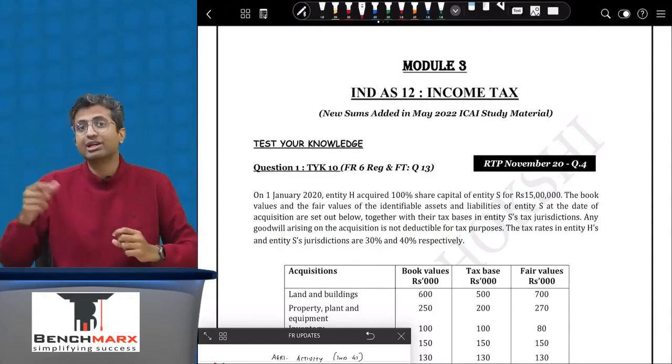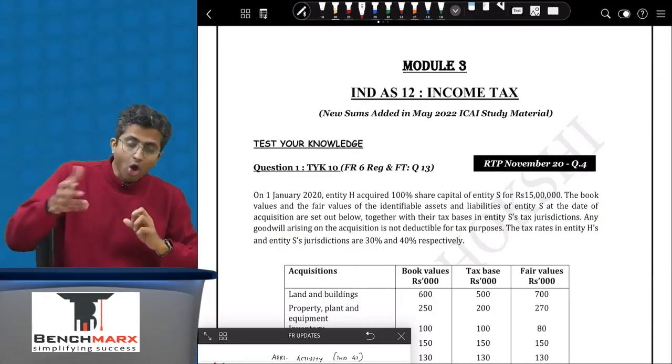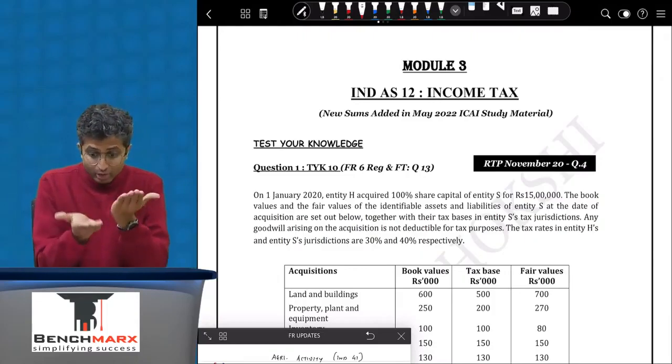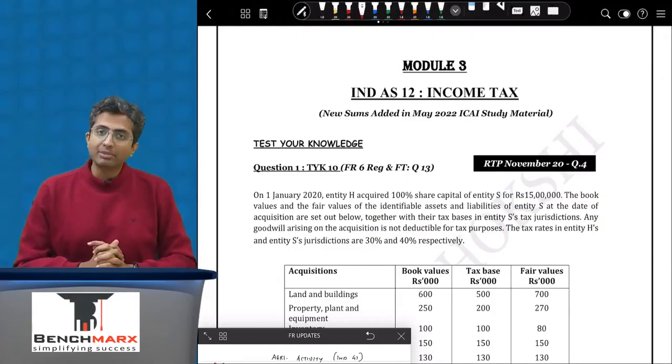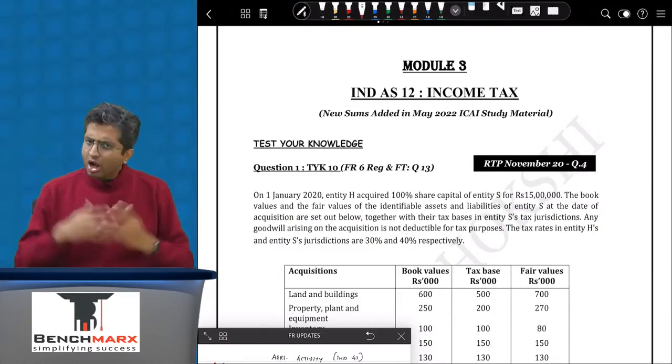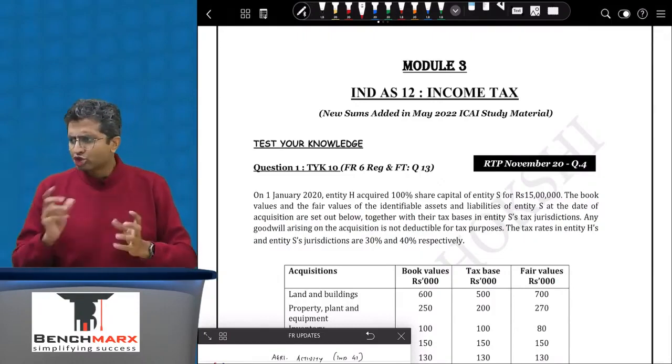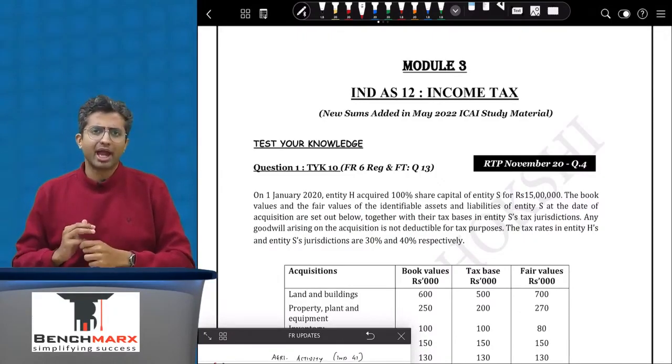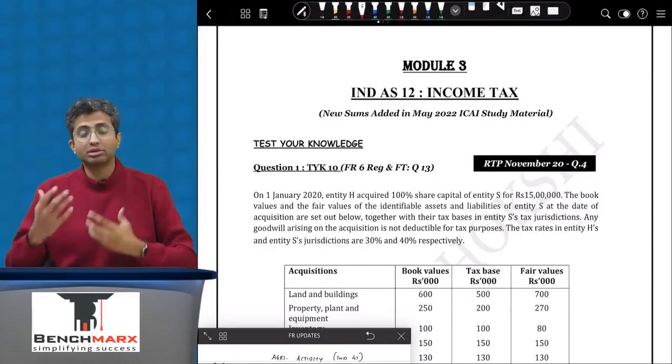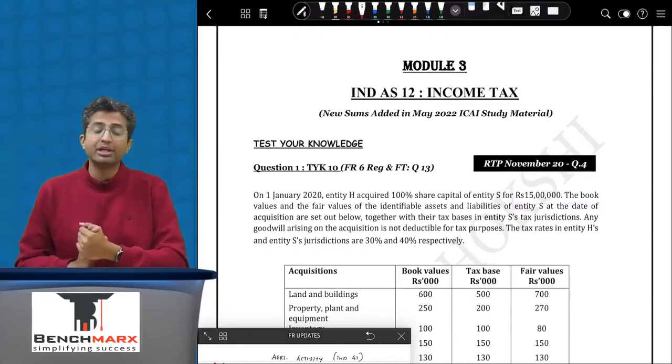And as a result, the tax rate to be taken will be the tax rate of the subsidiary company if you are calculating the differences in the assets and liabilities of the subsidiary. Okay, are we clear with this? Also, goodwill is generally covered by an exception. You do not create deferred tax liabilities on goodwill.